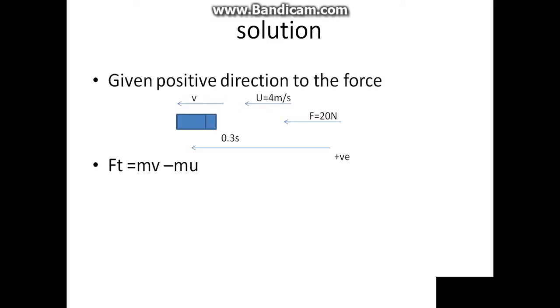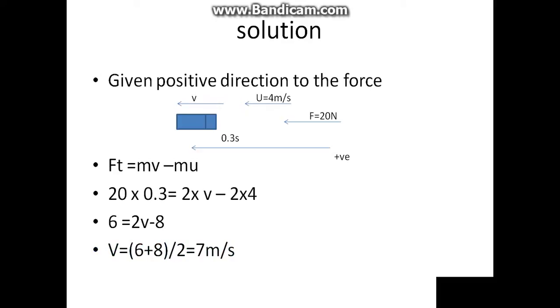From the formula of motion, we have that Ft is equal to mass times final velocity minus mass m times initial velocity u. So force is 20 times the time, which is 0.3 seconds, is equal to the mass of the body, 2, times velocity v minus the mass 2 times initial velocity u, which is 4. Then we get 6 is equal to 2v minus 8. Making v the subject of the formula, we have 6 plus 8 all over 2, which gives us 7 meters per second.